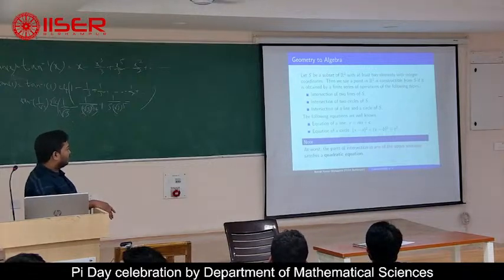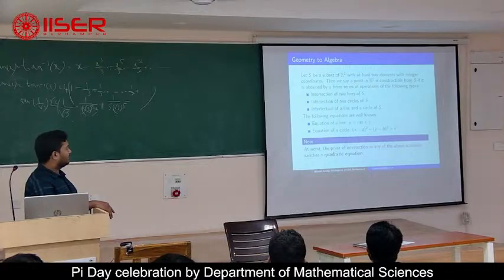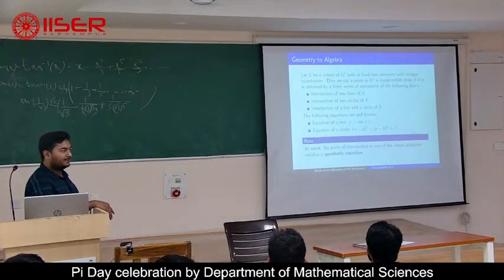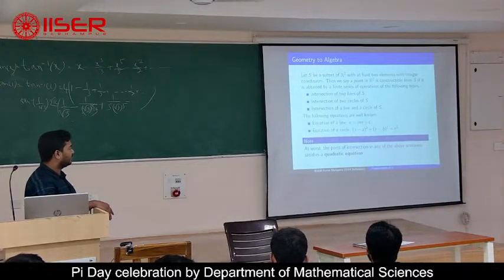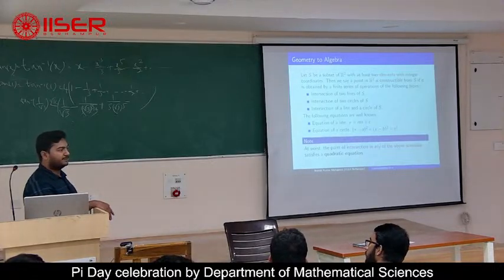So please look at the following known equations. The equation of a line is represented as y equal to mx plus c, and the equation of a circle is (x minus a) whole square plus (y minus b) whole square equal to r square, with center at the point (a, b) and radius r.